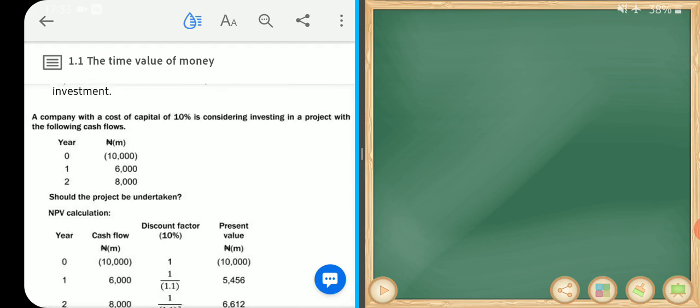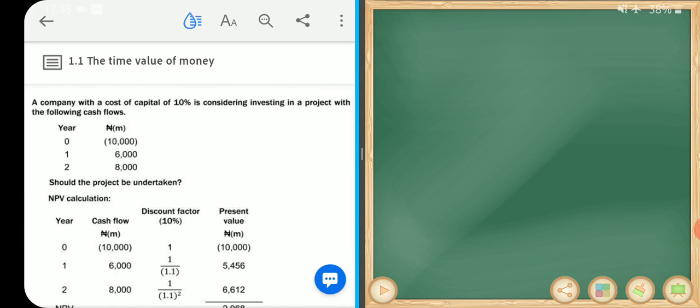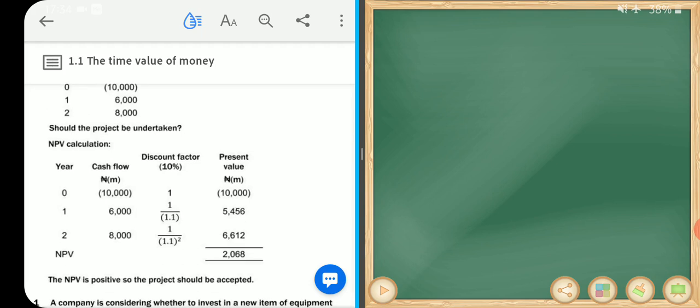So we'll come back to the question. All right, now we'll discount the amount. When we discount them, we'll now add and subtract to know if we should take the business or not. Once you get a positive value, you are advised that the investment should be taken. But if you get a negative value, you are advised that the investment should not be taken. So let's look at this question. All right, so this year 0 is 10 million in negative.